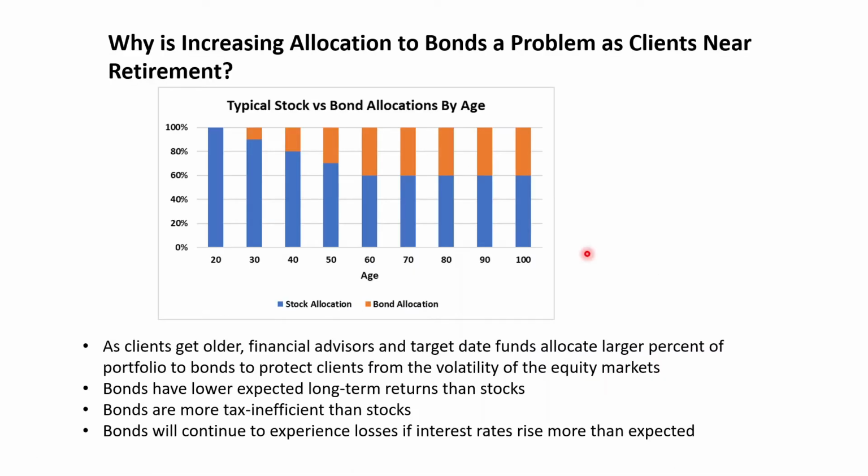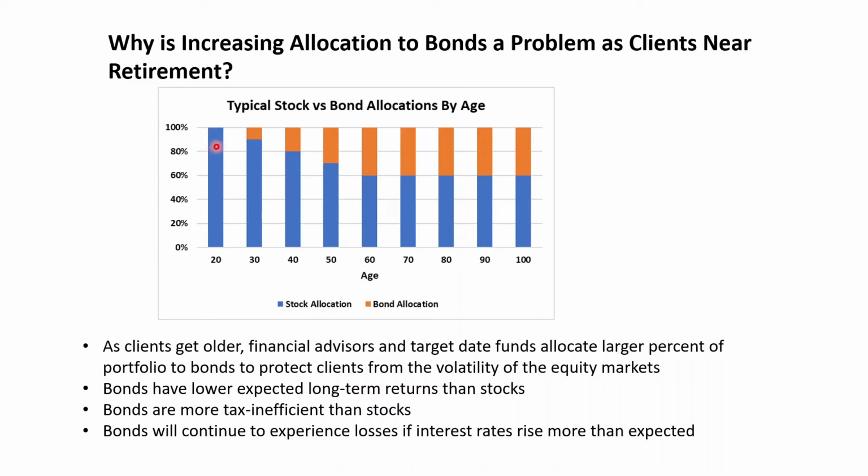So again, let's look at why increasing allocation to bonds is a problem as clients near retirement. The first step is to understand the typical stock versus bond allocations by age. Here on the x-axis, we have the age of the client, starting at 20 and going to 100. On the y-axis, we have the percentage of allocation in stocks.